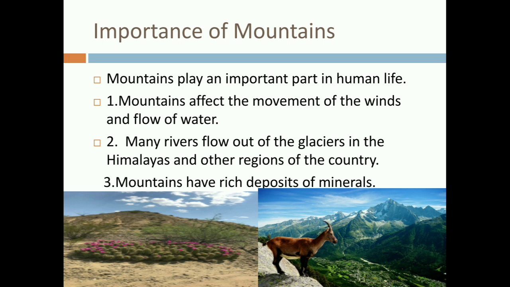Second point, many rivers flow out of the glaciers in the Himalayas and other regions of the country. These rivers provide water for agriculture and other uses to people living in the plains. Next point. Mountains have rich deposits of minerals. These can be extracted for use by human beings.